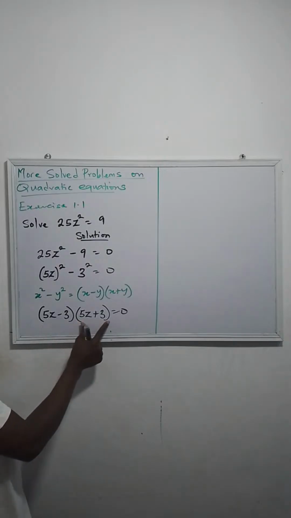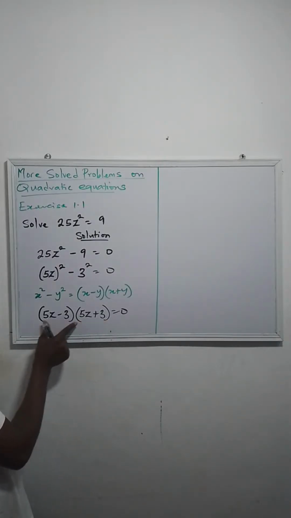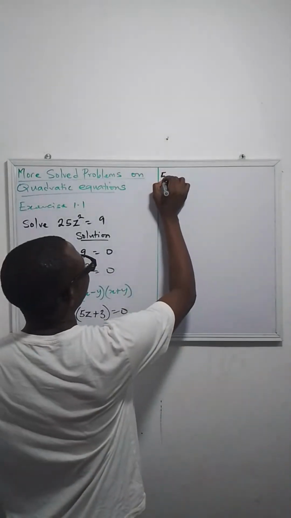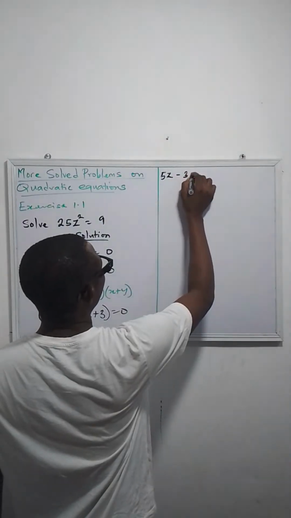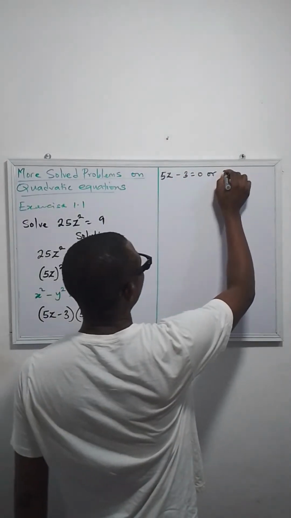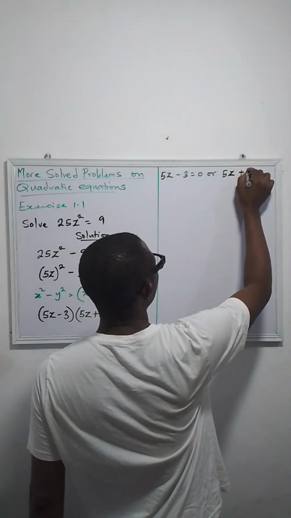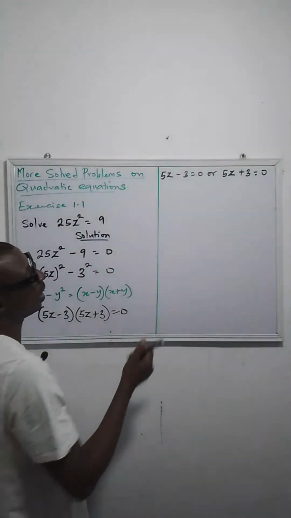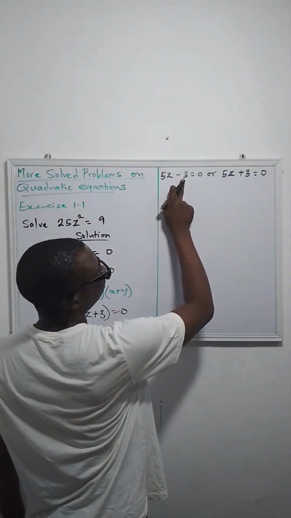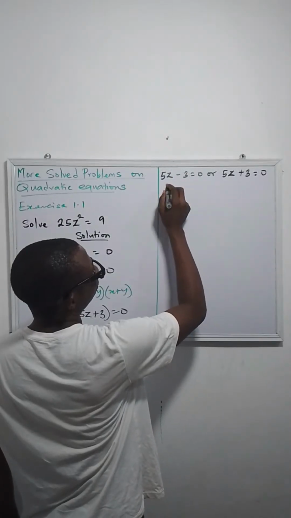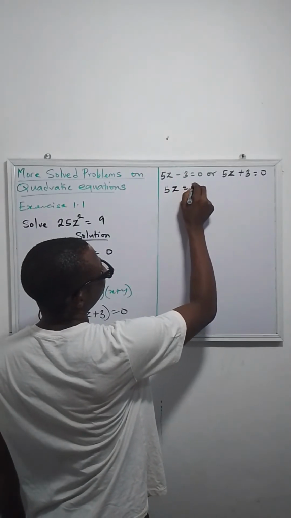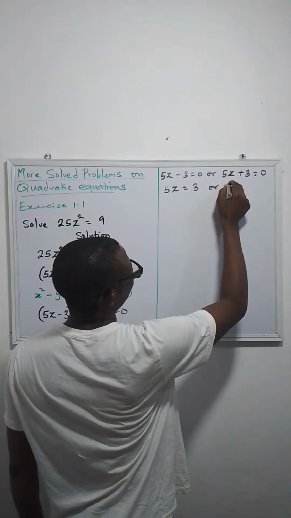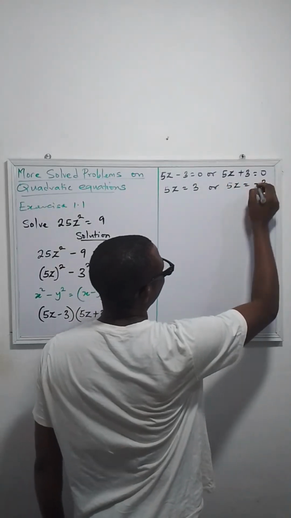Okay, so that's what we have. We have two numbers multiplying each other, so it's either this is 0 or this is 0. So we have 5z minus 3 equals 0 or 5z plus 3 equals 0. I hope you understand that. The next thing is to add 3 to both sides of this equation, so we have 5z equals 3. Or now we subtract 3 from both sides here, we have 5z equals negative 3.